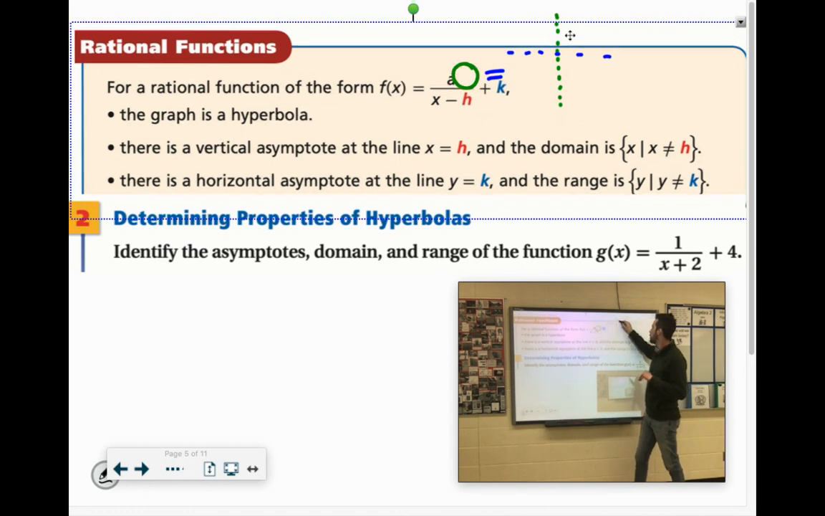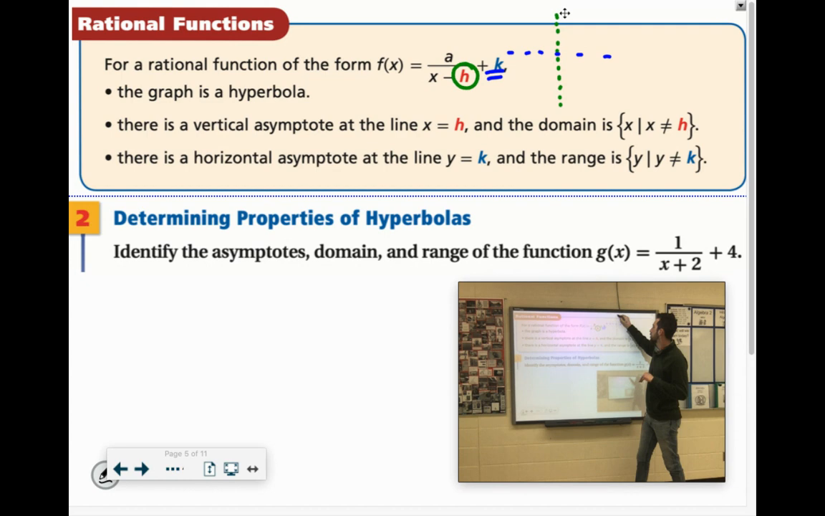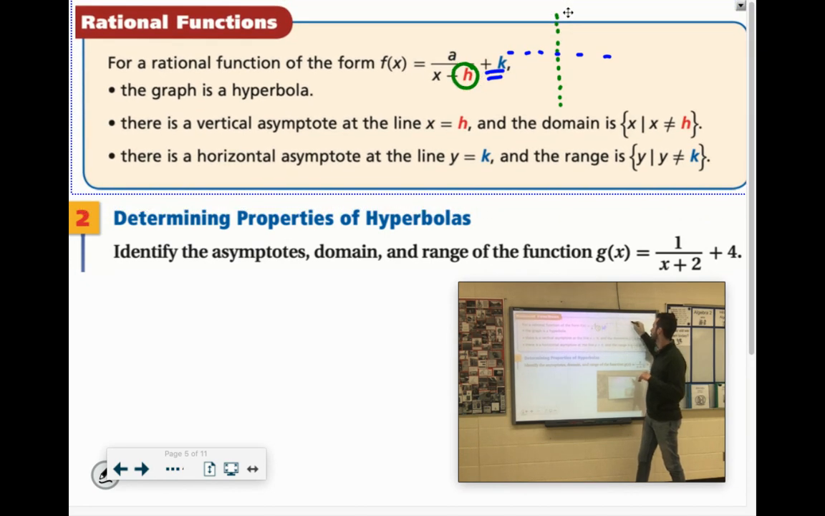Oh goodness, how many times am I going to do that? So your graphs will never touch those asymptotes.